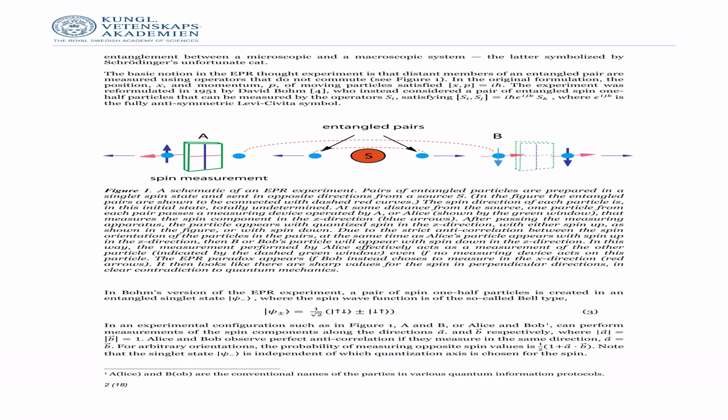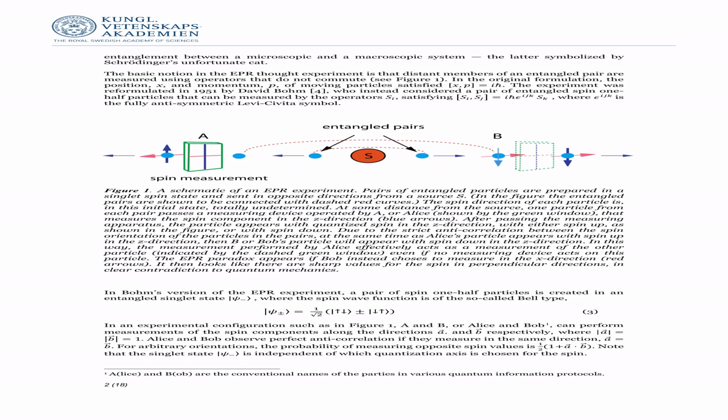The experiment was reformulated in 1951 by David Bohm [4], who instead considered a pair of entangled spin 1/2 particles that can be measured by the operators S_i, satisfying [S_i, S_j] = iħ ε_ijk S_k, where ε_ijk is the fully antisymmetric Levi-Civita symbol.